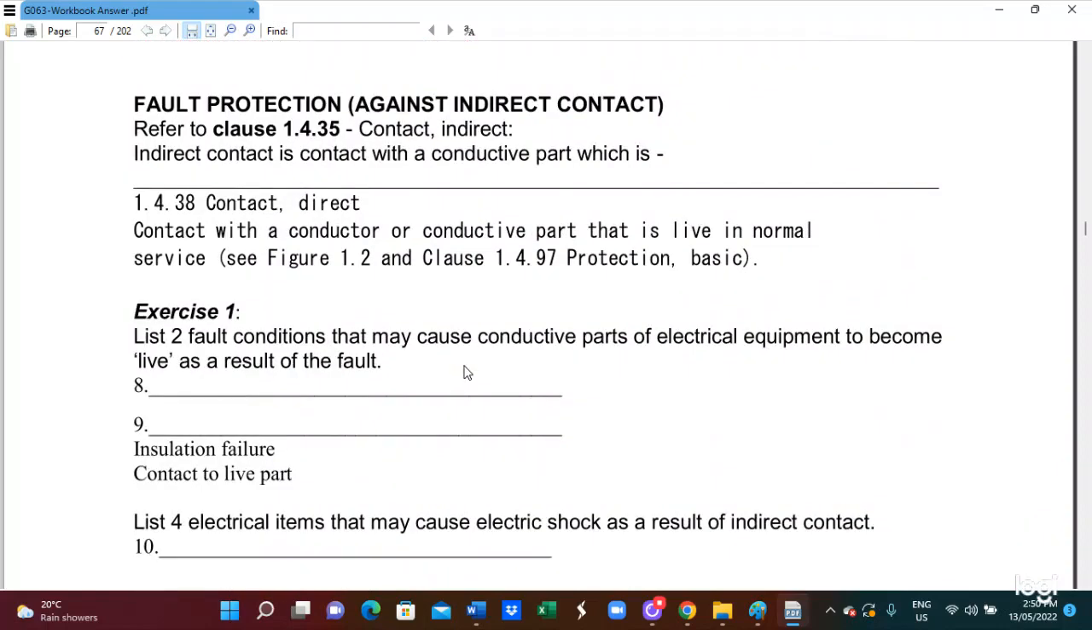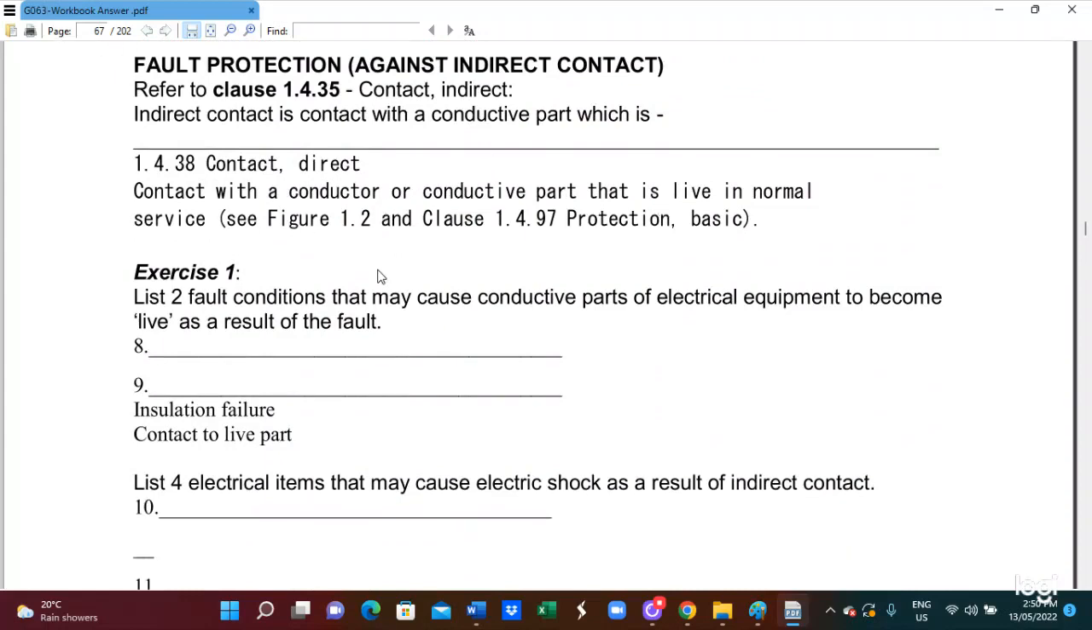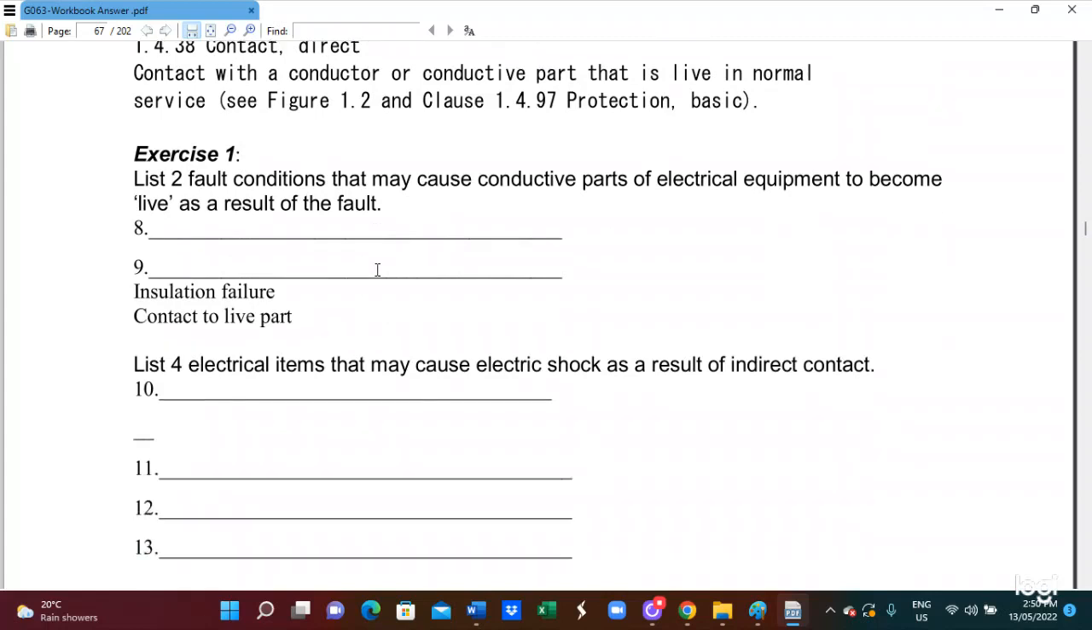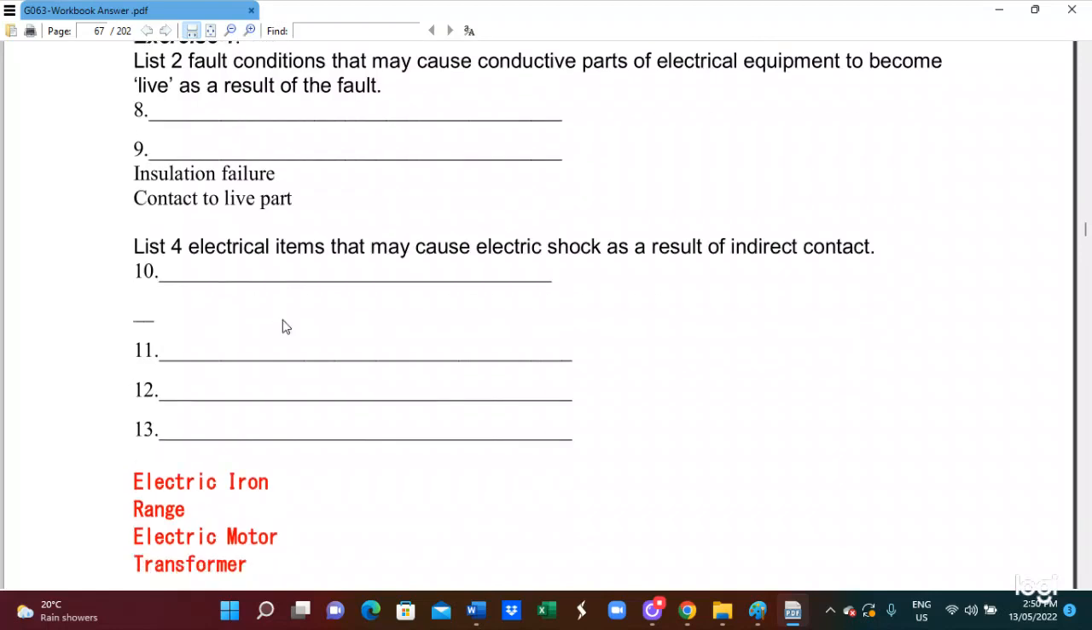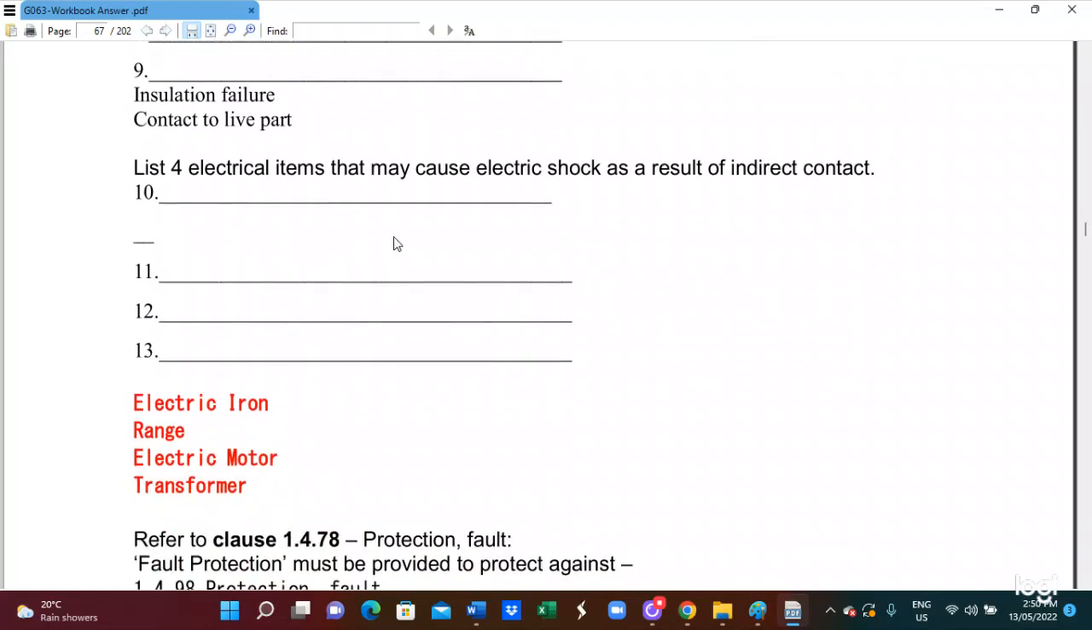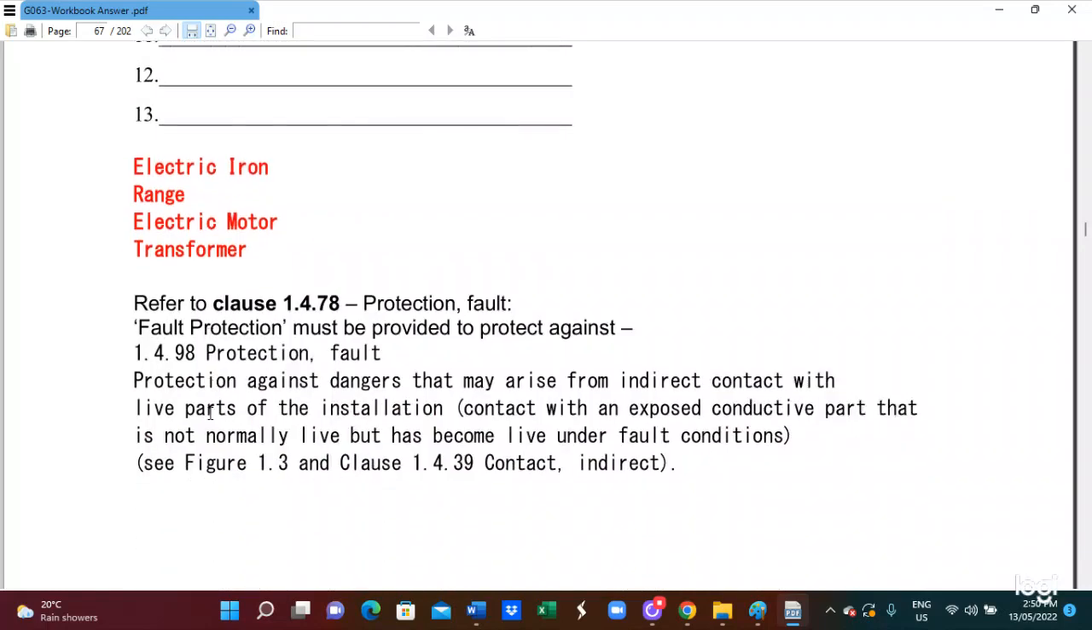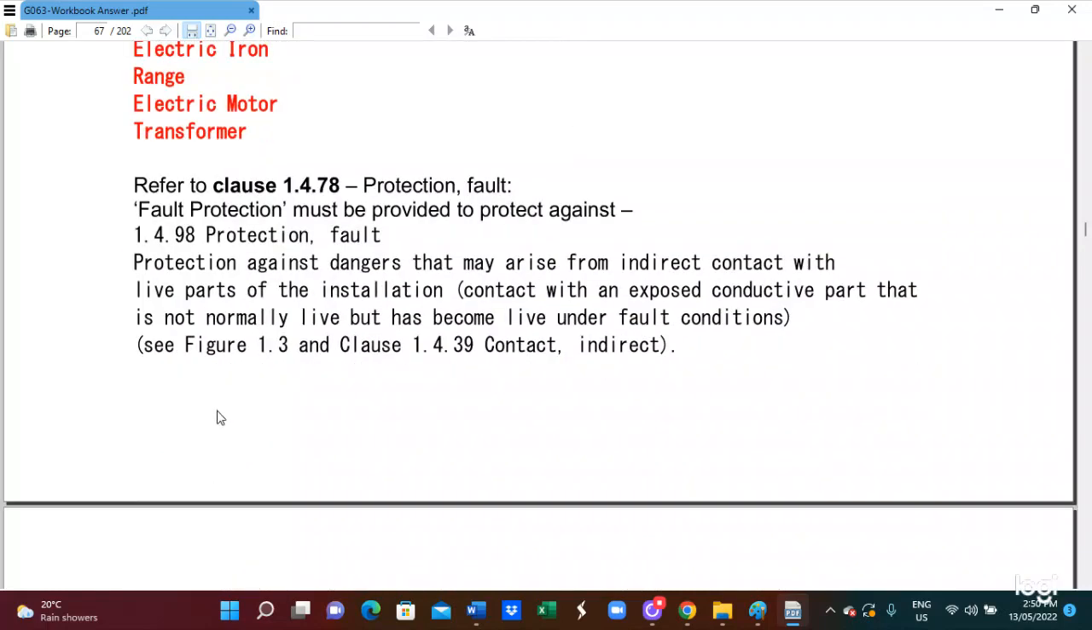So here is the protection against indirect contact. Contact with the conductor, or with live parts through a normal surface, is the direct contact. Insulation for connection can fail, or there can be contact with a live bar. Electrical equipment that can cause electric shock can be an electric iron, electric motor, and transformer. Protection must be provided against this.